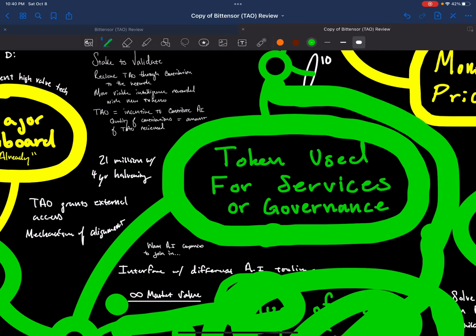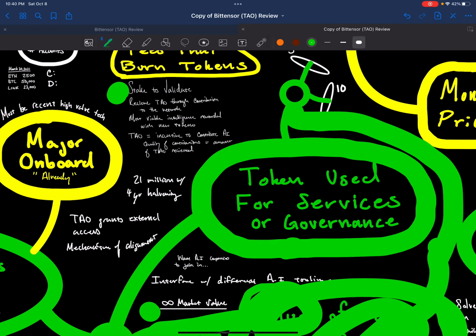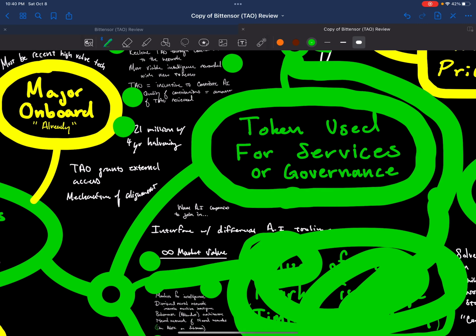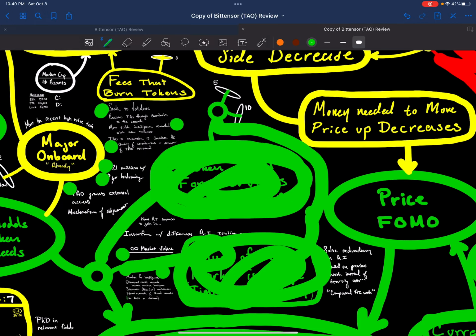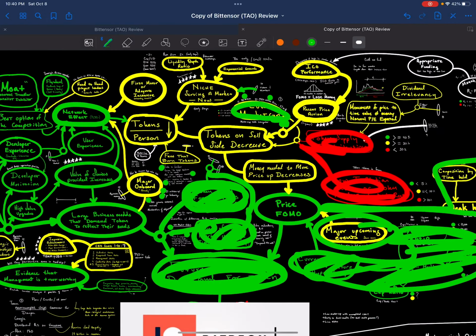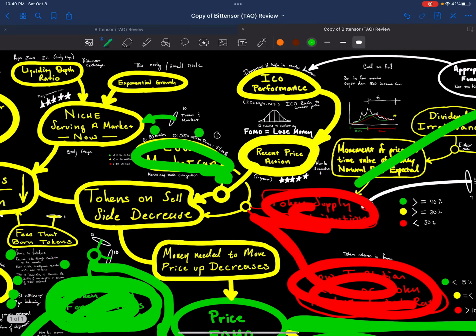Token use for services or governance. Stake or validate, receive TAO through contribution to the network. Most valuable intelligence is rewarded with TAO tokens, and TAO is the incentive to contribute AI. There's 21 million of the tokens, with a 4-year halving release schedule. TAO grants external access to the service provided. That's where the buy pressure will come from. Mechanism of alignment of the actors involved. So the token is a governance token, etc. I'm just going to take those things out because there's no dividend or token burn yet with this token.